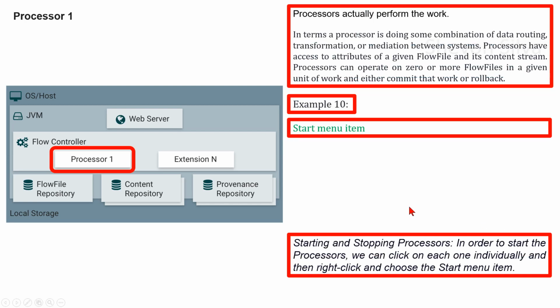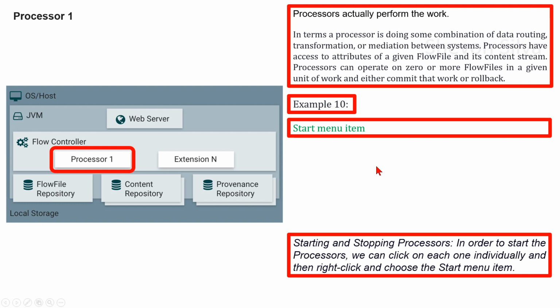Now we are considering starting and stopping processes. In order to start the processes, we can click on each one individually and then right click and choose the start menu item. At this point, we have two processes on our graph, but nothing is happening.